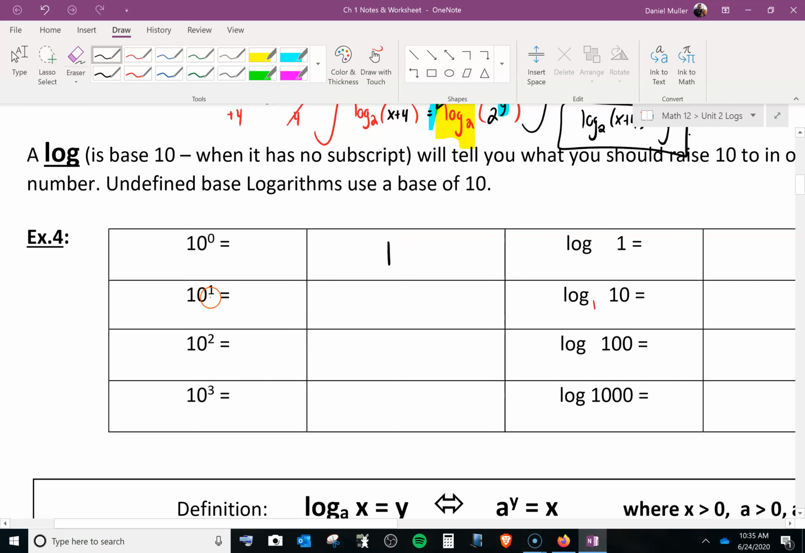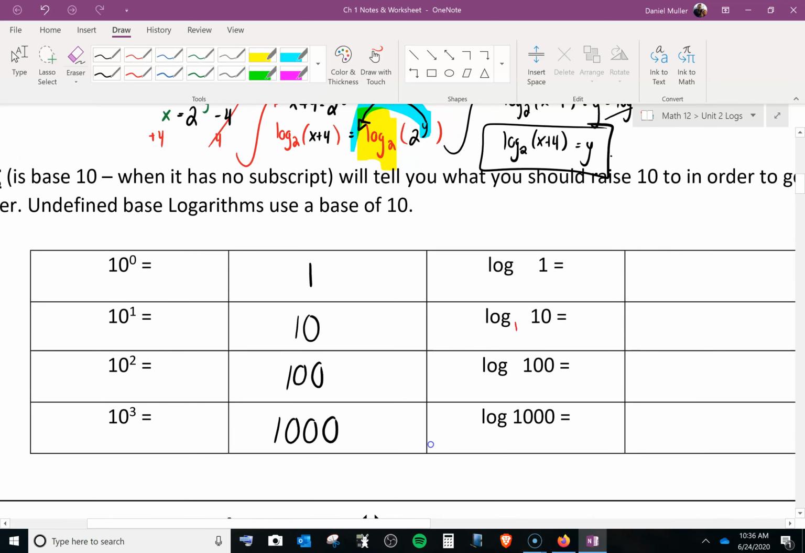10 to the 1, that's just 10 one time, so that's just 10. 10 squared, well, that's 10 times 10, and 10 times 10 is 100. 10 cubed, well, that's 10 times 10 times 10, which will end up being 1,000. So that part is new.